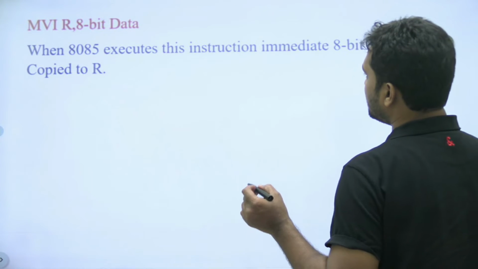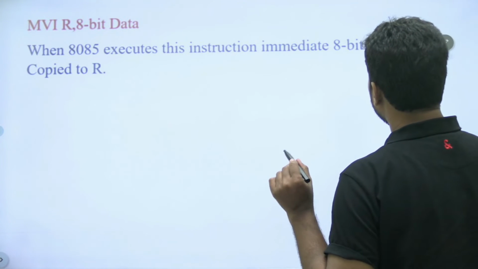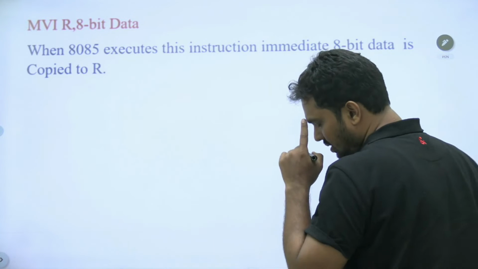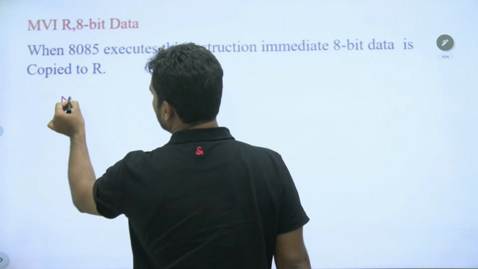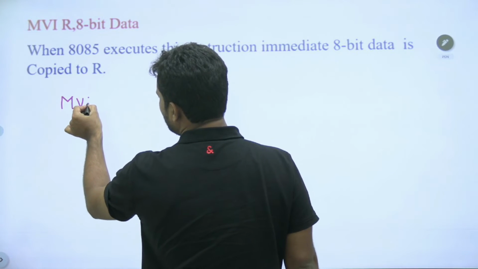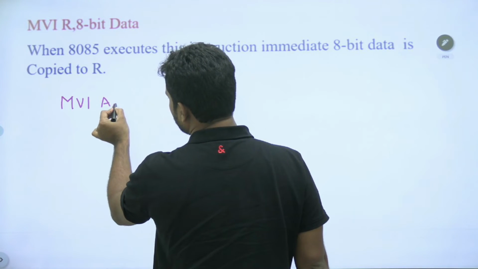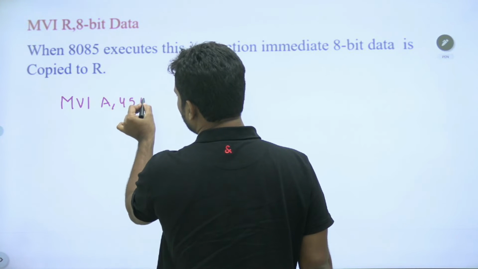So when 8085 executes the instruction, immediate 8-bit data is copied to the register R. So for example, it is a very simple instruction. Straight away copy this number to the accumulator.